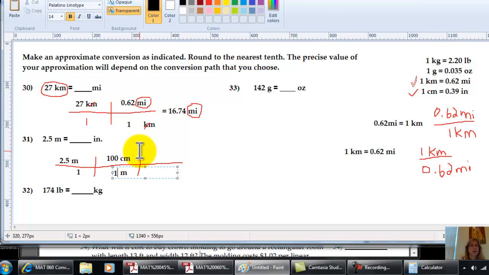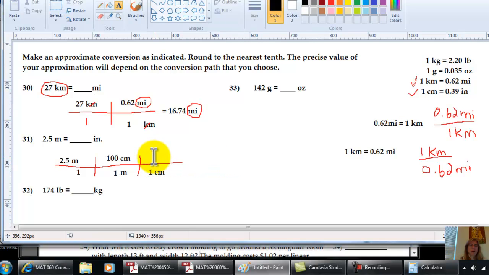And that was from all the metric conversions you've already been doing. So now we're going to continue. We're going to use this one, 1 centimeter to 0.39 inch. So we put the centimeters down here. It's 1 centimeter. And we'll put the 0.39 inch on top.